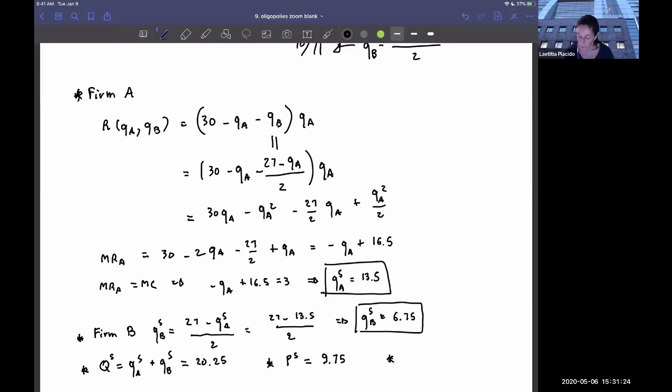Looking at the quantities, what can you tell about the profit here? Are the firms both getting the same profit as in the Cournot case?